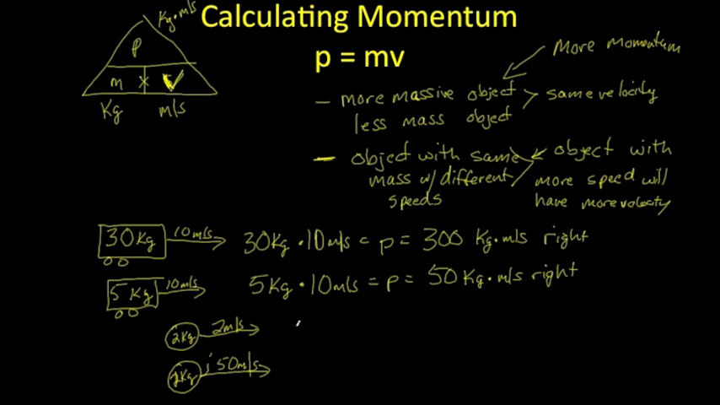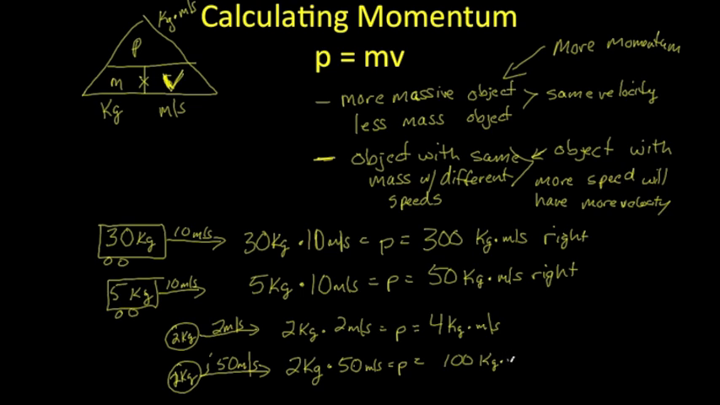Okay? So you would calculate the momentum, 2 kilograms times 2 meters per second. You would get a momentum of 4 kilograms times meters per second. Okay? The other bowling ball is moving at a much greater velocity. So you're going to have a 2 kilogram mass moving at 50 meters per second. Its momentum is going to be 100 kilograms times meters per second. Okay? So you can calculate the momentum as long as you're given the mass and velocity.